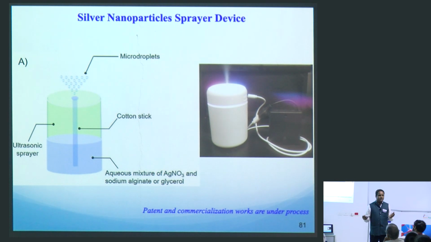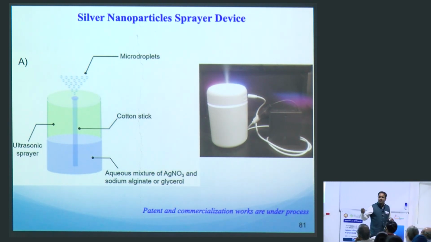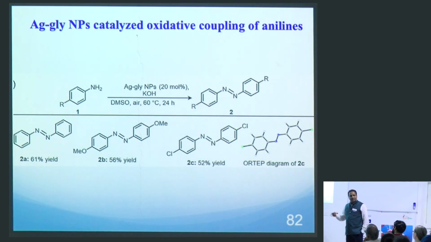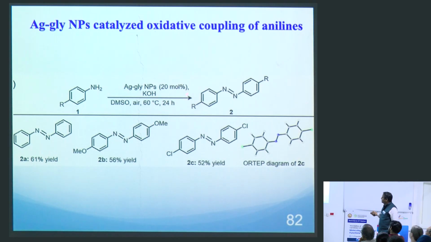One can spray directly into the wound, and then we don't need to use any band-aid. Silver nitrate is very cheap. Just by mixing with water and spraying, silver nanoparticles can be formed. That's what we made. Also by using that, we synthesized these types of oxidized products using the silver nanoparticles.